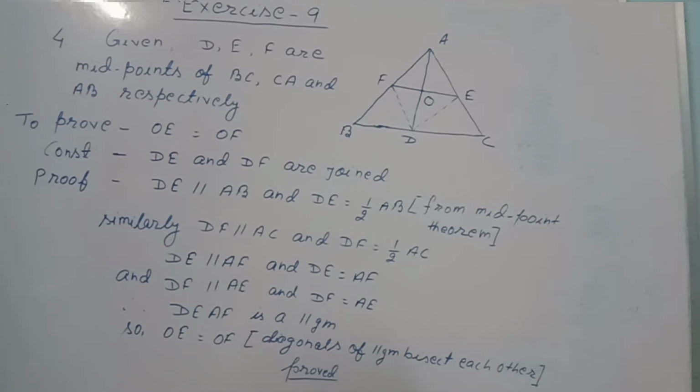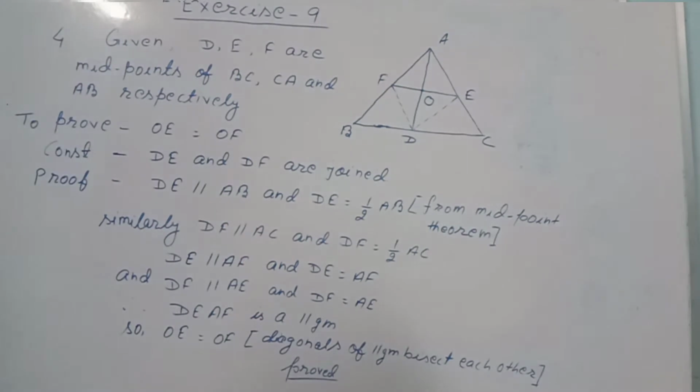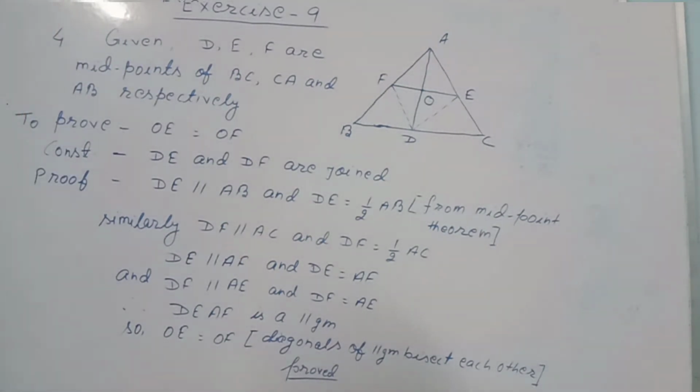In exercise 9, question number 4, figure number 9.20. In this question, given that D, E, F are midpoints of BC, CA and AB respectively, we are asked to prove that AD bisects EF.